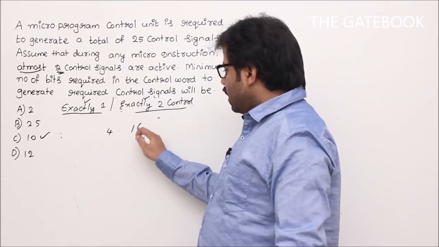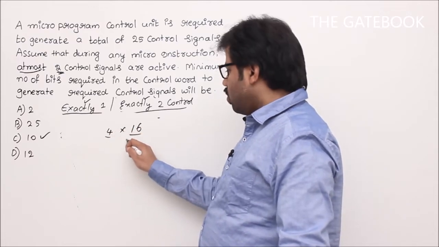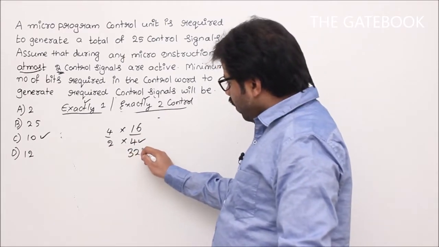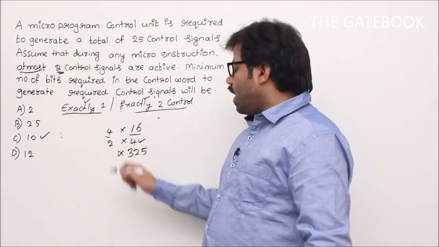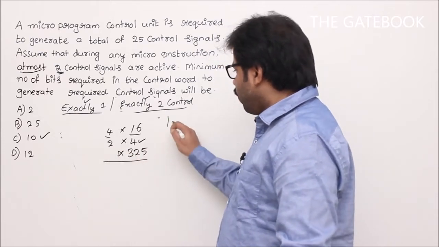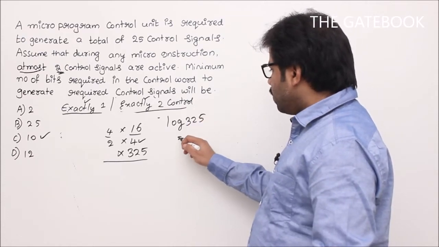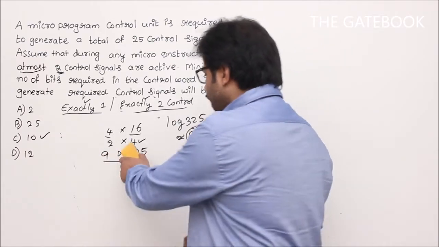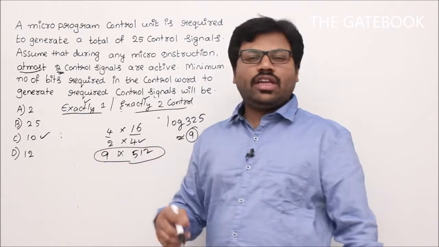For example, for 16 different patterns, you require a 4 by 16 decoder. If you have 4 outputs, then a 2 by 4 decoder is required. So if you want to generate 325 different patterns, exactly what kind of decoder do you require? It will definitely be log 325. Remember the formula. Log 325 is approximately 9, right? So 9 bits are required. We can build a 9 by 512 decoder, which can be used for generating 325 patterns.